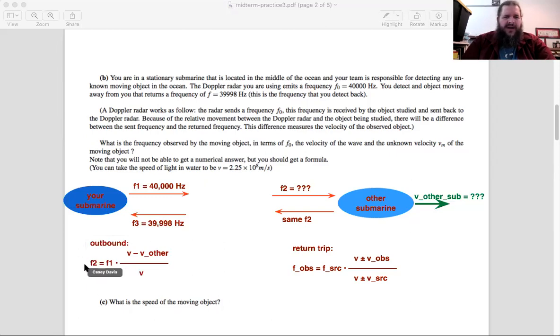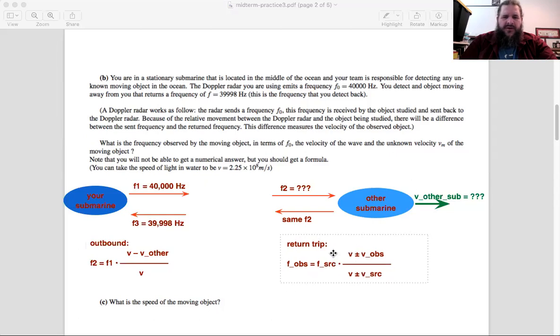So we end up with F2, the frequency observed and reflected by the other submarine, is F1, the frequency you created, times this ratio: speed of light in water minus speed of the other submarine, divided by speed of light in water.